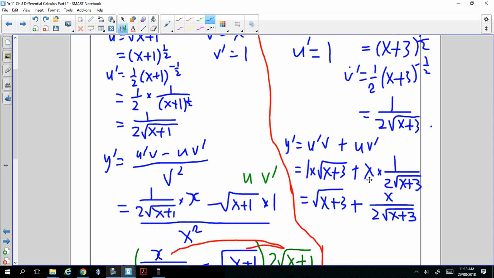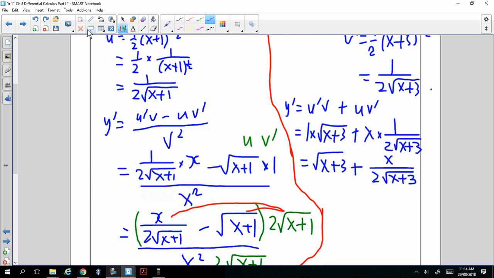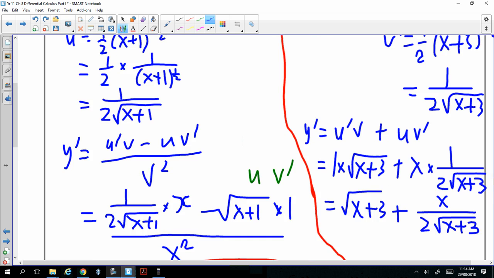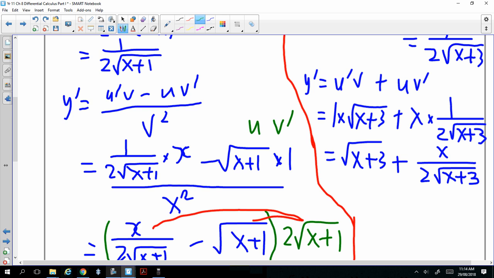You have to make a common denominator. How do you make a common denominator? Put a 1 there, and what do you do? Times top and bottom by? No, this. Right? Top and bottom, yeah. Make a common denominator.